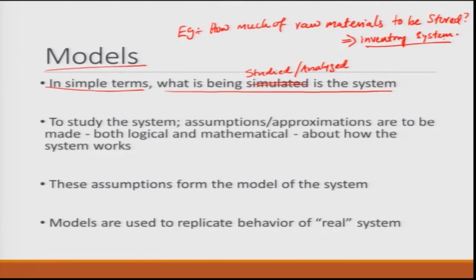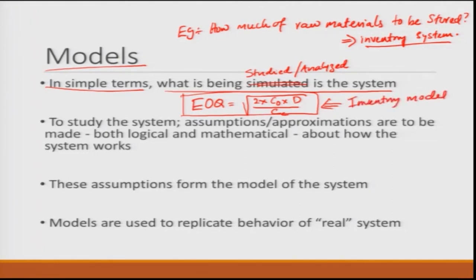So if you are just studying the inventory system, then you look at the inventory model, and sometimes you find the EOQ model, where you say Q is the root of 2 times the ordering cost times the demand divided by the carrying cost. You might be looking at a mathematical equation like this where you are studying the inventory, and this is what we call the inventory model. Okay. So we are studying how much quantity is to be kept at one particular place, and this is the mathematical way of modeling that. So you are just focusing on that aspect of the system.